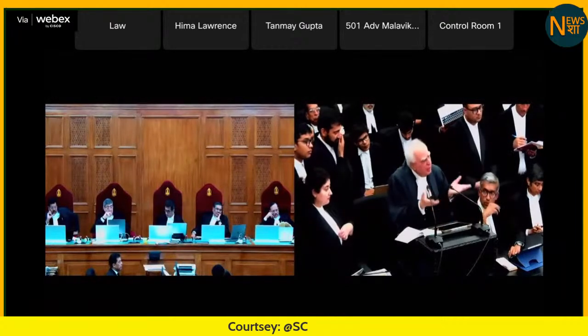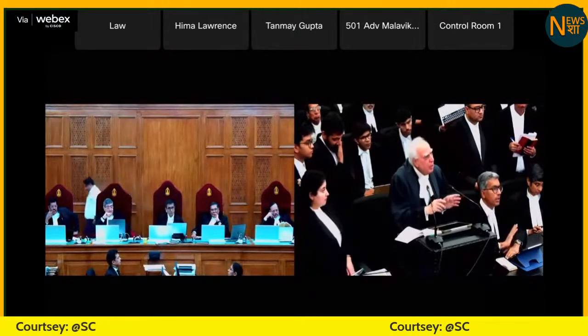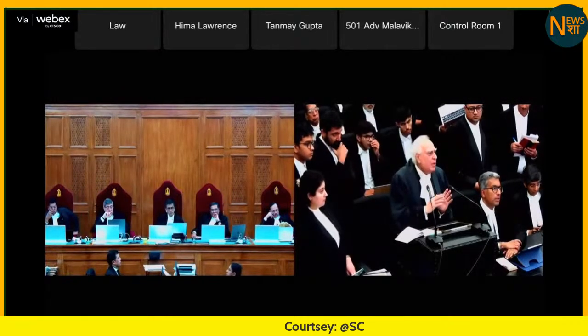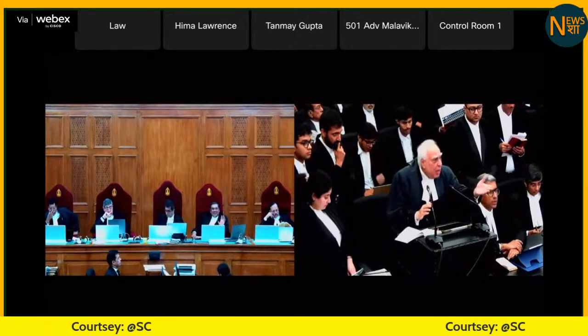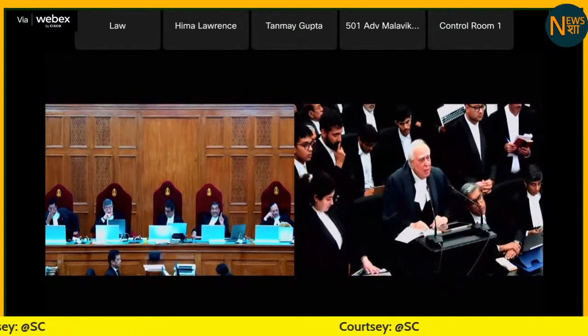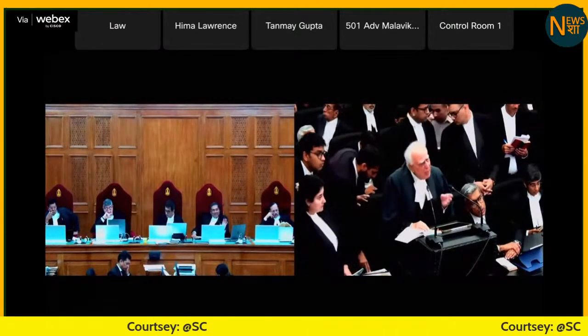And one is Madhur's integration, so that can't be touched. If it's part of India, it can't be touched. 370 can't be touched. All other things can be touched. Clause C doesn't say 370 cannot be touched. In fact, clause 3 makes it very clear it can be touched.